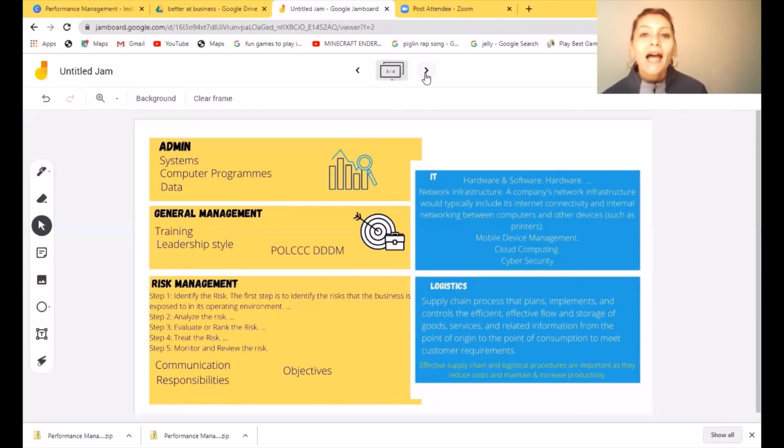Logistics is the supply chain process, and that's ensuring that you've got goods and services. That's the whole chain from raw materials right through to your customer, which is your supply chain, and how are you going to add quality to that? And that's also including transport, it's including distribution, etc., etc.